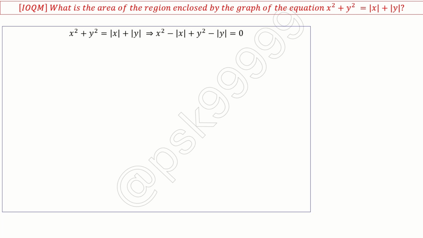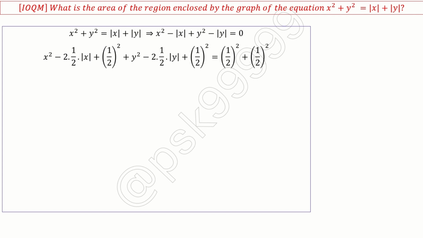Okay. So x square plus y square equal to absolute x plus absolute y, which means x square minus absolute x plus y square minus absolute y equal to 0. Okay. Then I want to write in x minus a whole square, right? So I need to add half square and half square for x and half square for y, and on the RHS side I will add half square plus half square, okay, to cancel whatever I added on the LHS side.